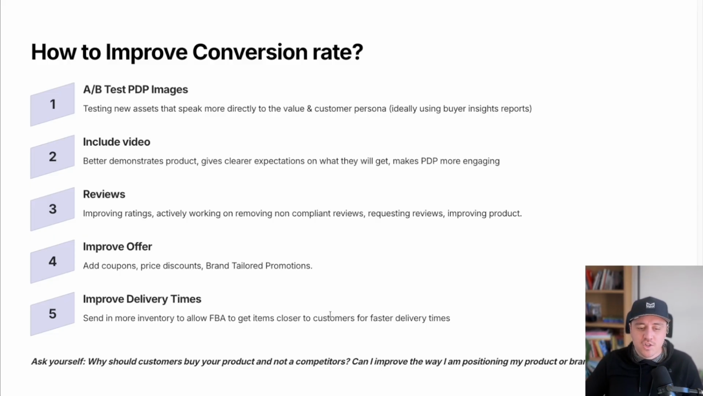So why should customers buy your product and not competitors? These are the questions that you should ask yourself. Why should customers buy your product and not competitors? And can I improve the way I am positioning my brand or product? So a lot of these questions are going to be asked through a buyer insights report. This is something that we do internally, which is just a report and a combination of different factors that go into understanding who your customer is and trying to speak to that customer persona as closely as possible.